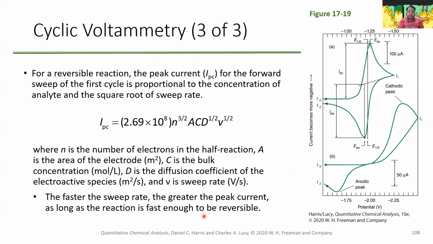For a reverse reaction, the peak current of the forward sweep of the first cycle is going to be proportional to the concentration of the analyte and the square root of the sweep rate. So your current here is going to be proportional to your concentration, so you can get some quantitative information out of it. And if you want to increase the height of that peak, to get a bigger peak height, right?